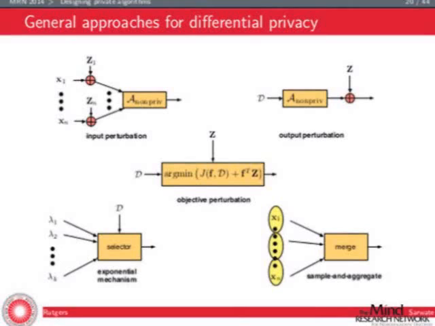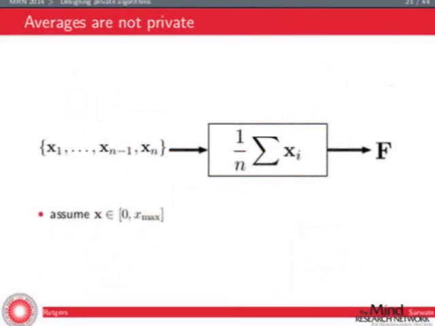So all of these are kind of generic approaches, depending on what your target algorithm is, what your computational goal is. One of these may be better than the other. So let's look at this in a very simple case, just so that we get a handle on what's going on. Suppose these are the salaries of n individuals, and I want to compute the average salary.